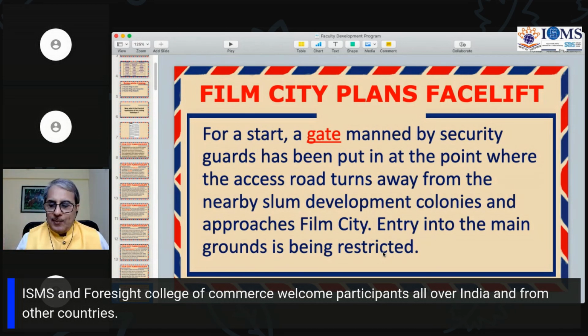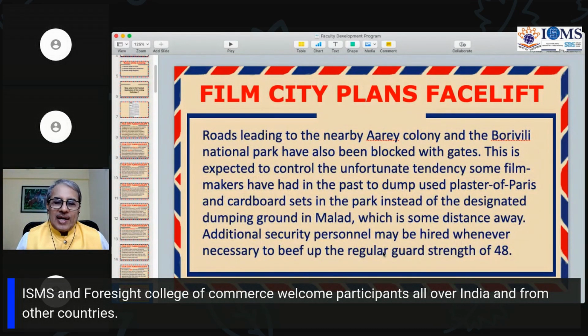Now, fifth paragraph. Roads leading to the nearby Aarey Colony and Borivali National Park have also been blocked with gates. This is expected to control the unfortunate tendency some filmmakers have had in the past to dump used plaster of Paris and cardboard sets in the park instead of the designated dumping ground in Malad, which is some distance away. Additional security personnel may be hired whenever necessary to beef up the regular guard strength of 48.